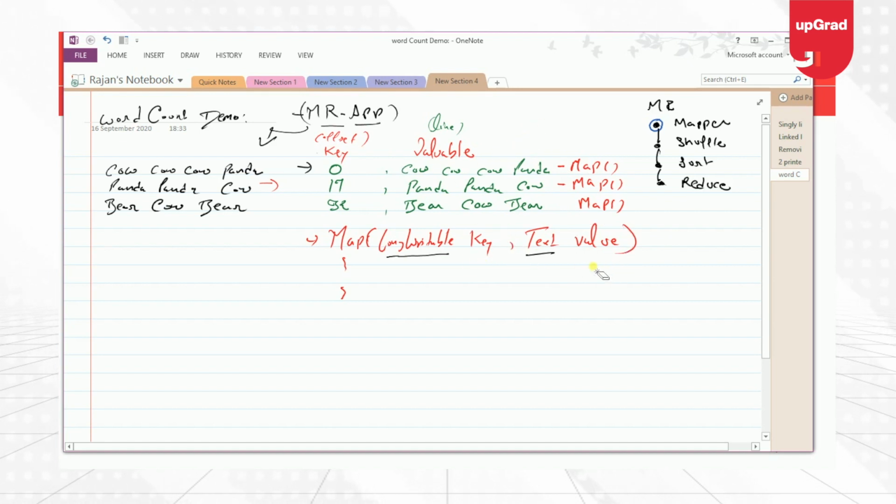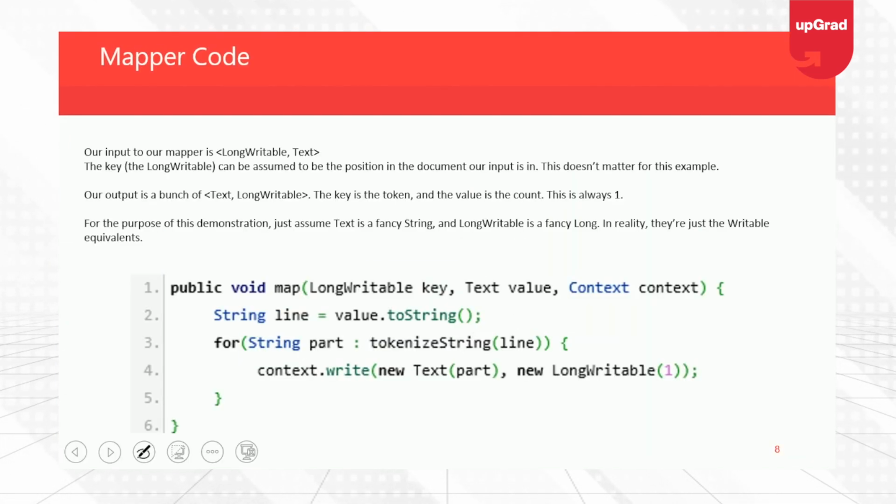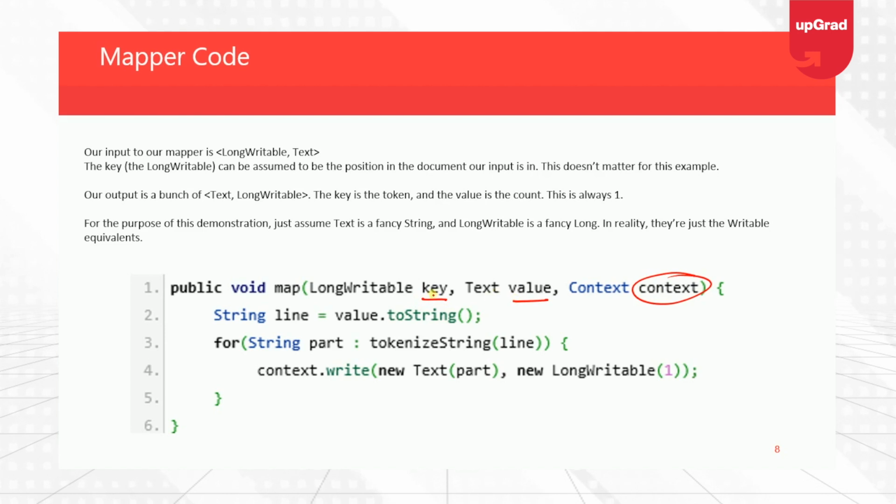If I show you a clear picture of how a map function looks, let me show you the map function here. This is exactly the same function that we discussed in the drawing. This is the key, and this is the value. We'll discuss this part during the programming, so as of now you can ignore it. The key is going to be 0, and the value is going to be cow, cow, cow, and panda, for the first call, and so on.